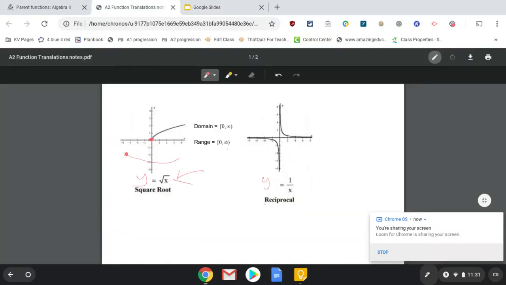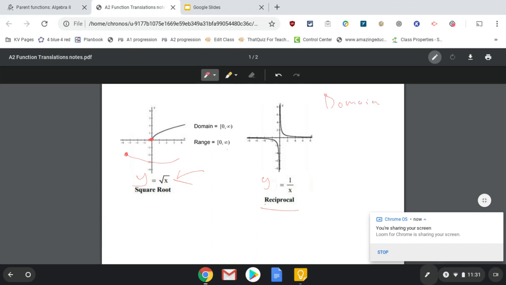So here I just want to finish up the parent functions. The next one we have is our reciprocal function. Sometimes they call this the inverse function. But there are a few interesting characteristics, or important characteristics anyway. Let's look at the domain first, all right?